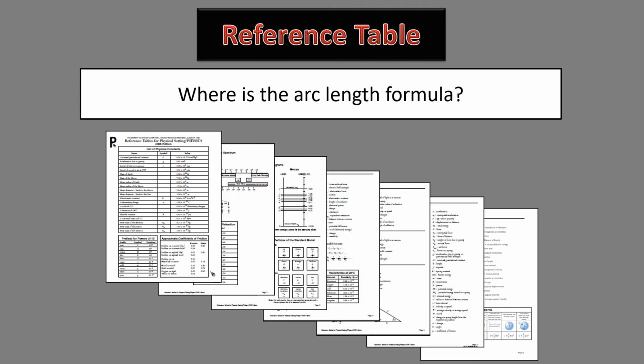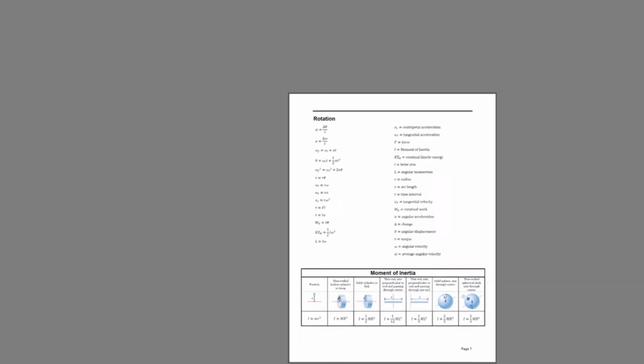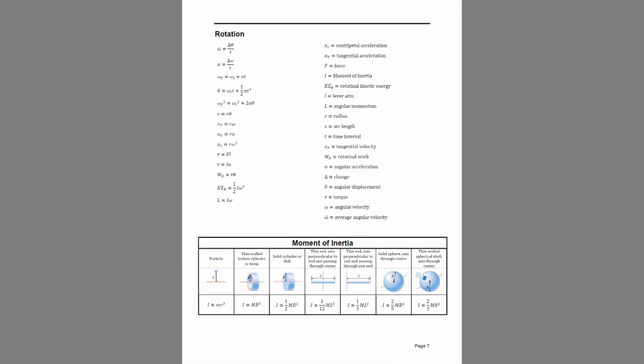So, where is the arc length formula in your reference table? Well, as we stated, this is not a Regents topic. This is not covered on the New York State Regents. So we need to amend our reference table a little bit. I created page 7 of the reference table, rotation. So where is the arc length formula in this reference table? It's actually right over here. It looks a little bit different, but S is equal to R theta.